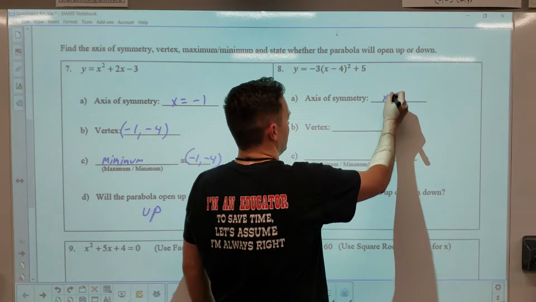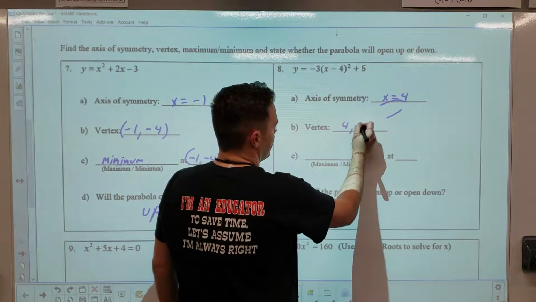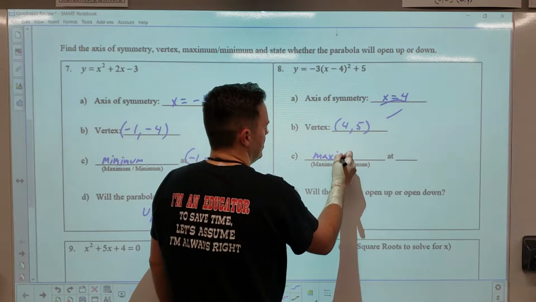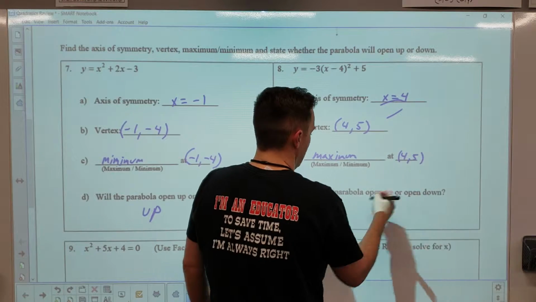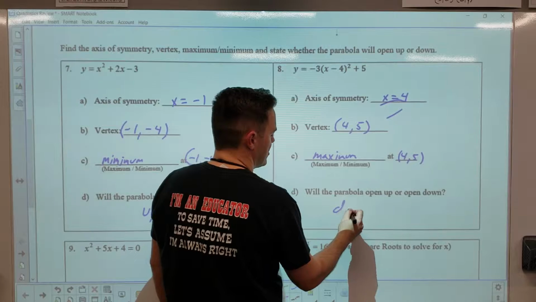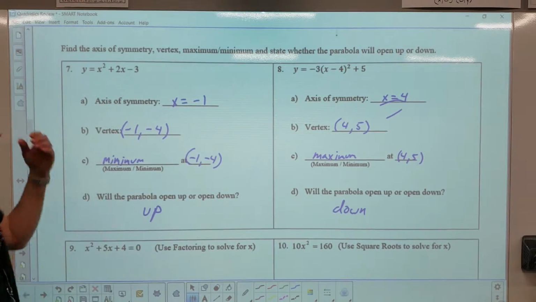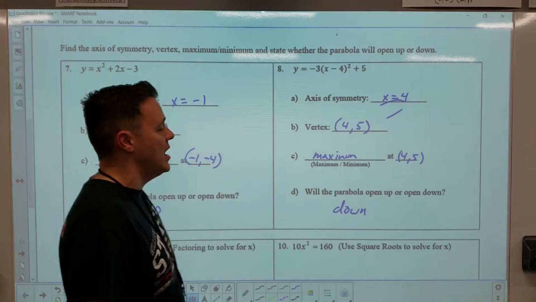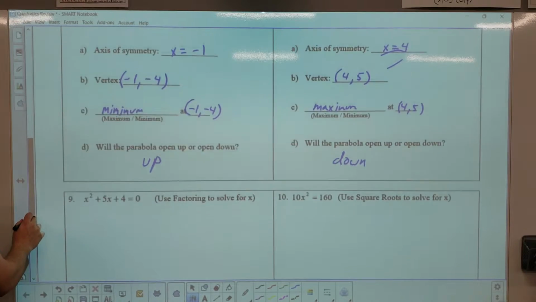Axis of symmetry, I believe this one is x equals 4 because the vertex is 4, 5. And then this would be a maximum at 4, 5. And then will it open up or down? This one opens down, all right? A parabola opens down like that. Know that that's the setup. Now, verify this on Desmos. Make sure I put these in the right column. I'm pretty sure I did, based off of all the information I have.